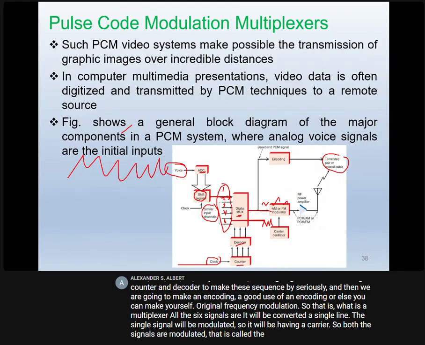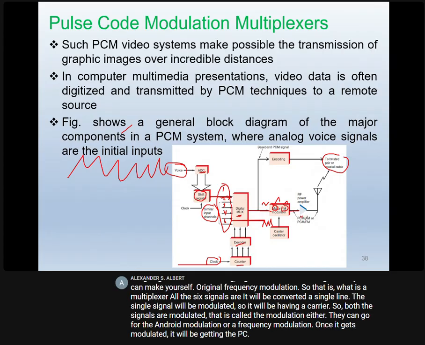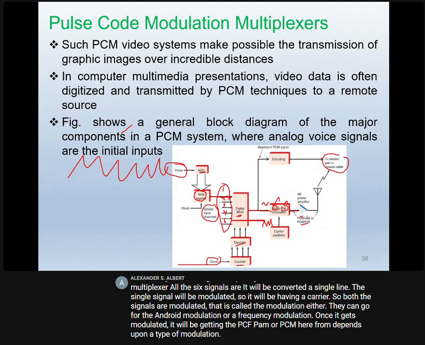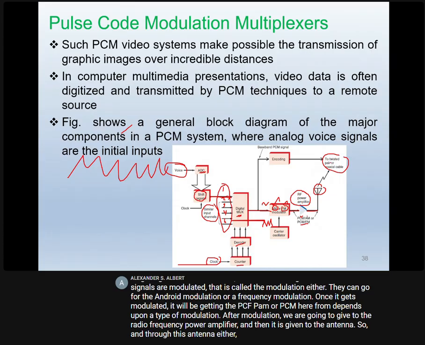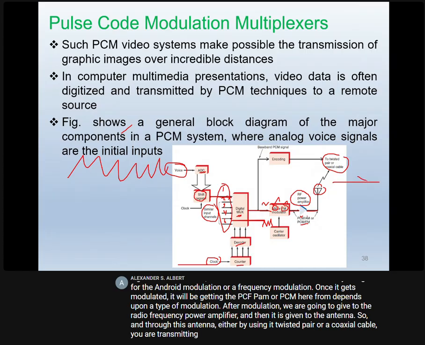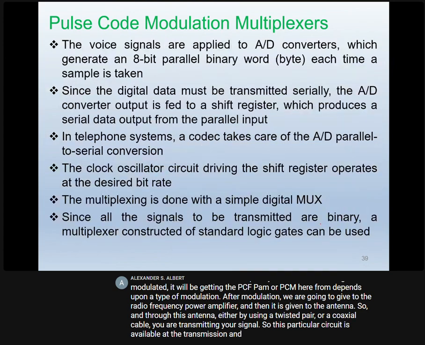That is called modulation. Either you can go for amplitude modulation or frequency modulation. Once it gets modulated, you'll be getting PCM AM or PCM FM, depending upon the type of modulation. After modulation, we are going to give it to the radio frequency power amplifier, and then it is given to the antenna. Through this antenna, either by using a twisted pair or a coaxial cable, you are transmitting your signal. So this particular circuit is available at the transmitting end.